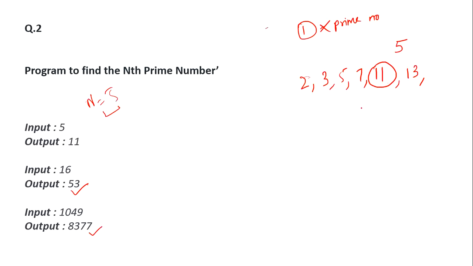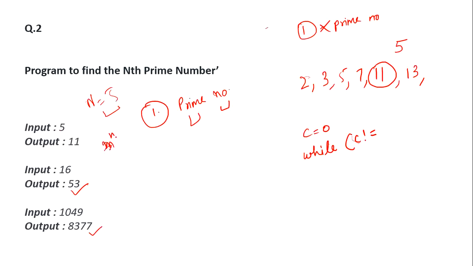So what we can do, just simply we can take a count variable, right? Also here we have to first of all make a function to determine whether a given number is prime or not. So we have to write the code for prime number, right? And we can take a counter variable, that is c. We can initialize it with 0, and we can simply run a loop that while c is not equal to the given range, the range here is 5. For example, n equal to 5.